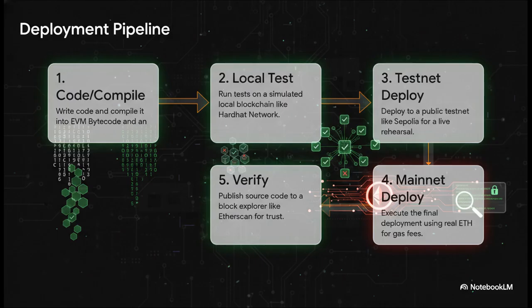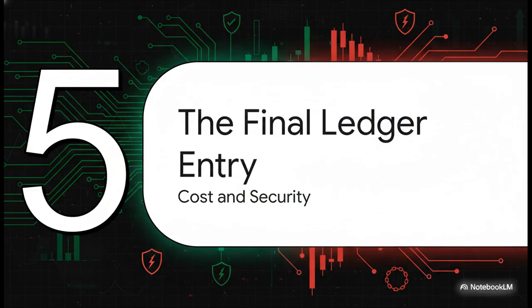And only then, only when you are absolutely positive it is perfect, do you pull the trigger and deploy it to the mainnet with real ETH on the line. And don't forget the final crucial step, verifying your code on a block explorer like Etherscan. This is how you prove to the entire world that your code does exactly what you say it does. And just like that, it's live. Your contract is officially on the blockchain.